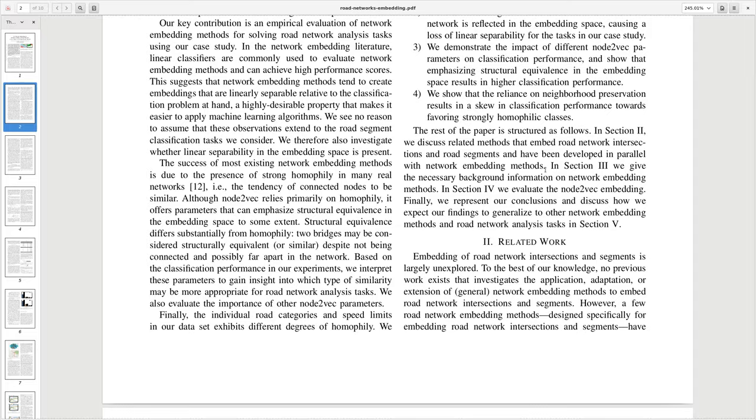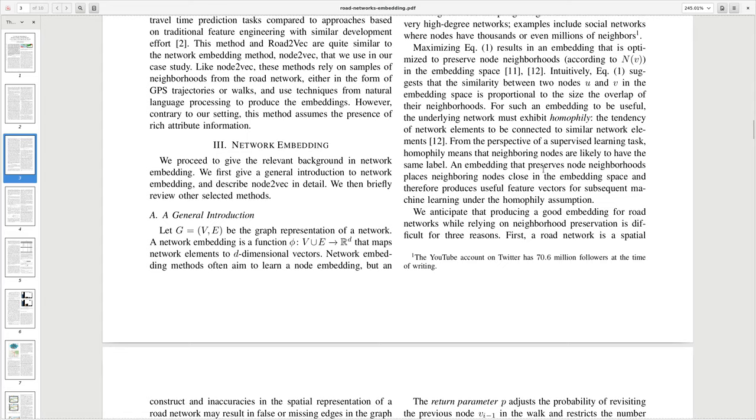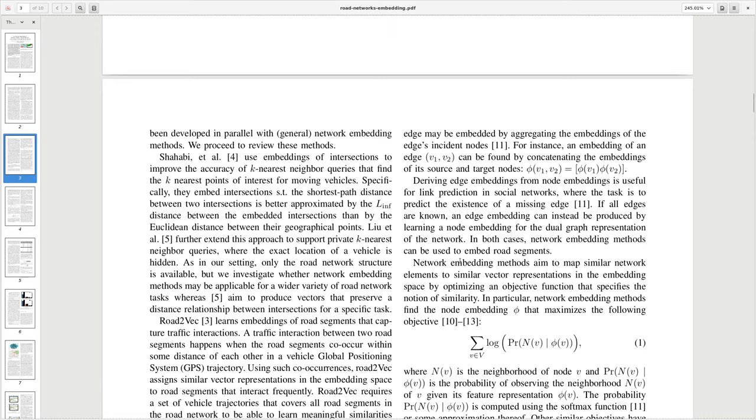Right, the related work section: network embedding. General introduction. Let G be the graph representation of the network, and the network embedding function phi maps nodes to D-dimensional vectors. Network embedding aims to learn node embeddings, but edges may also be aggregated, and so on.